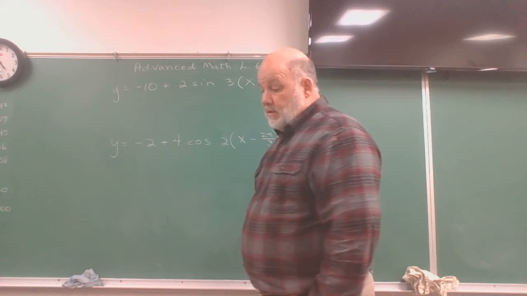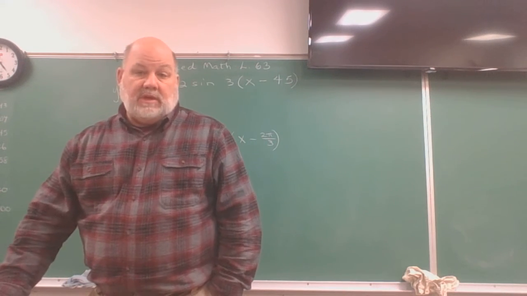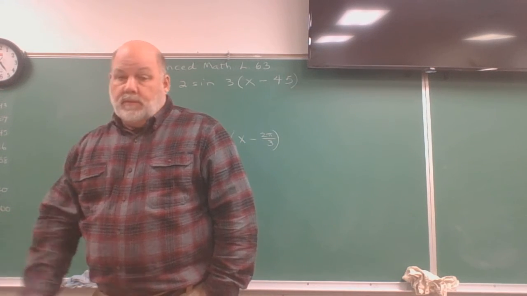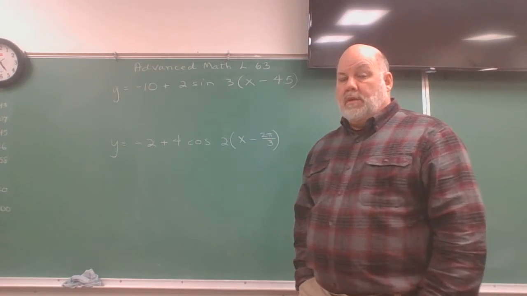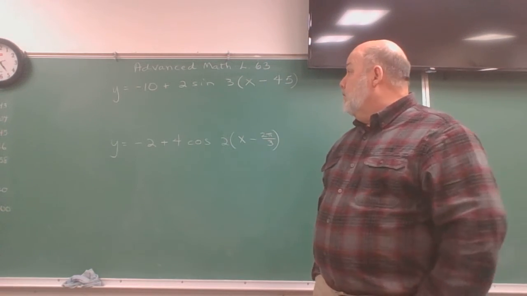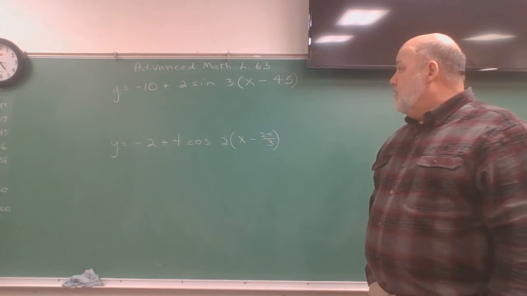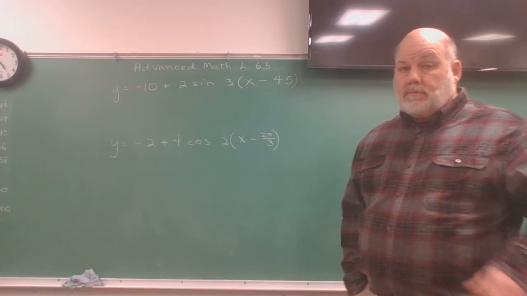I'm on pages 317 and 318 of your book if you want to follow along. The two equations written up here are the examples in the book. I'm going to say, sketch this equation: y equals -10 plus 2 sine 3 quantity x minus 45.